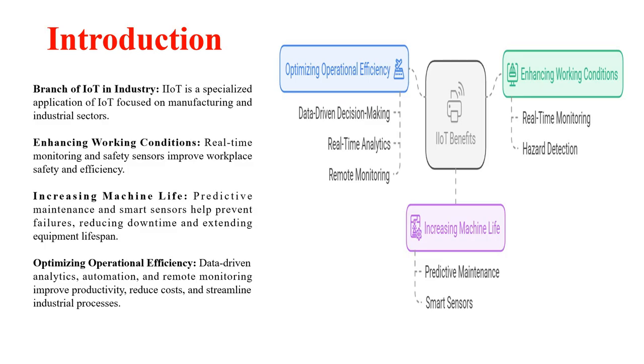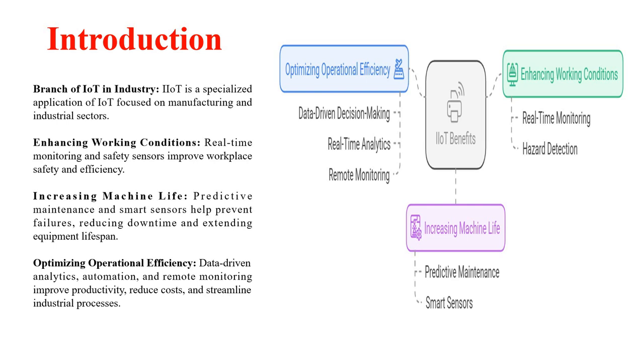Industrial IoT will help to identify faults before they occur, and it will reduce unplanned downtime. Then the smart sensors track the wear and tear, ensuring timely servicing of machinery, and thus they will improve the lifespan of the machines.